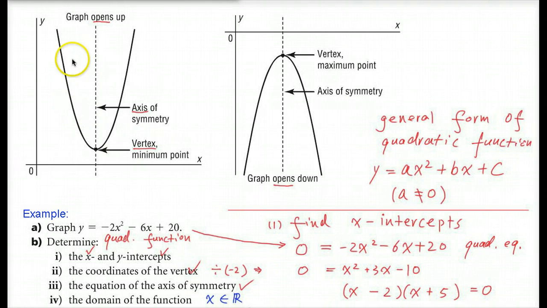So just a quick review about the quadratic function. Its graph looks like this. This one is opening up, this one opens down, and they're symmetrical about this called axis of symmetry, left to right, and there's a vertex.